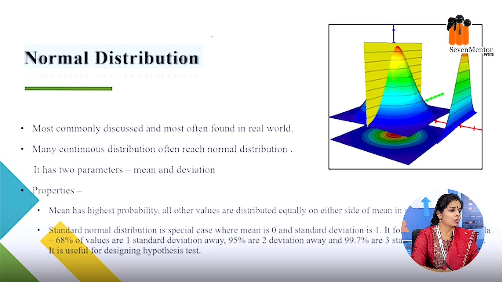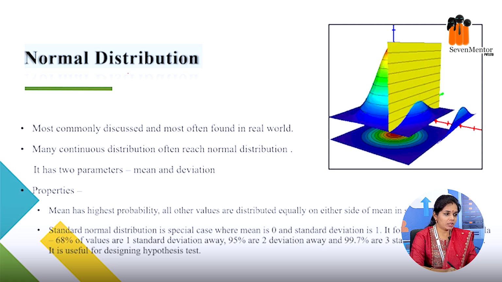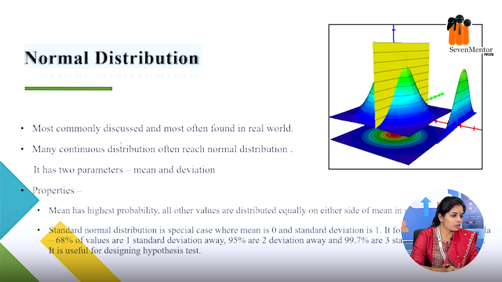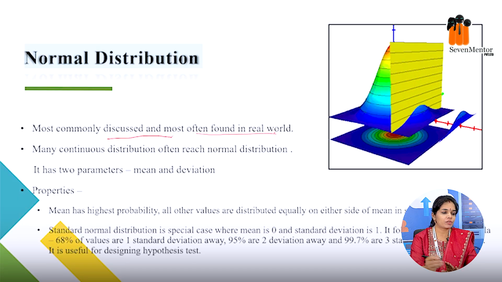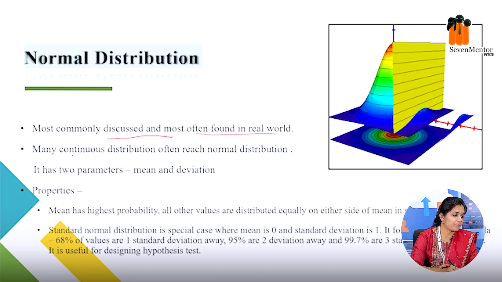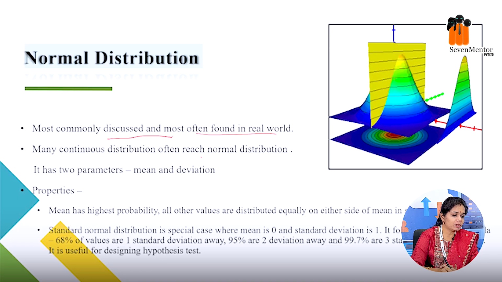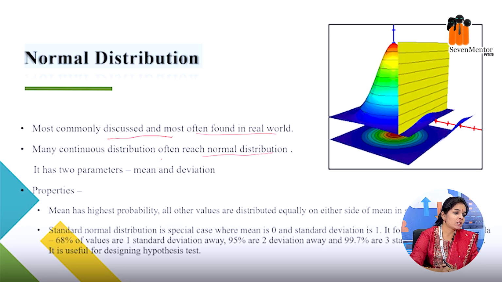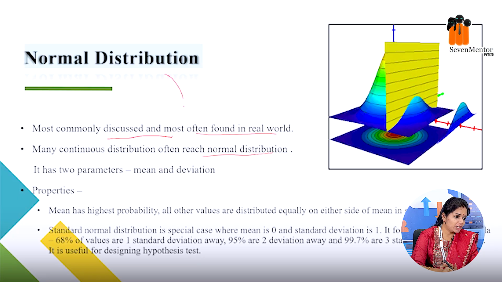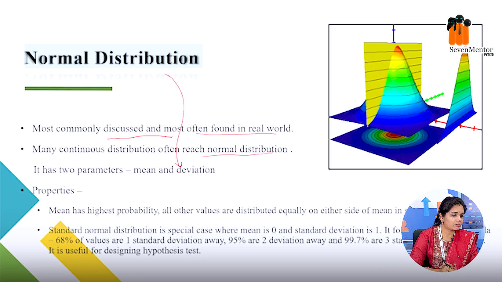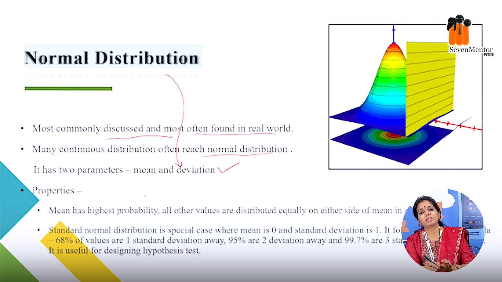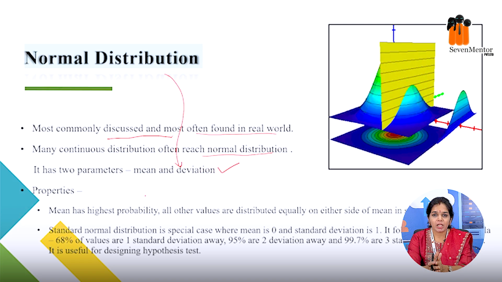So the types: we are starting with continuous distribution, the normal distribution. This is widely used in most data sets. It is commonly discussed and often found in the real world. Many continuous distributions often reach the normal distribution. Normal distribution deals with mean and standard deviation. It has the highest probability at the mean and all other values taper off.